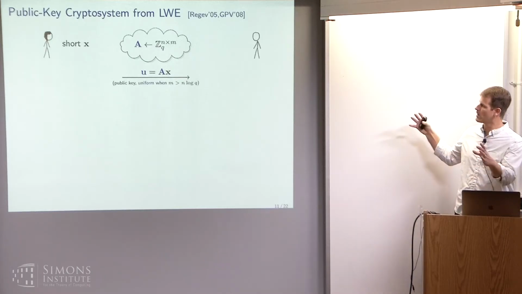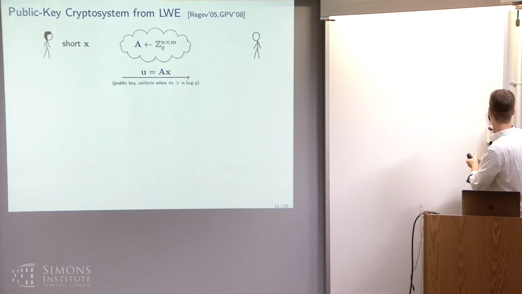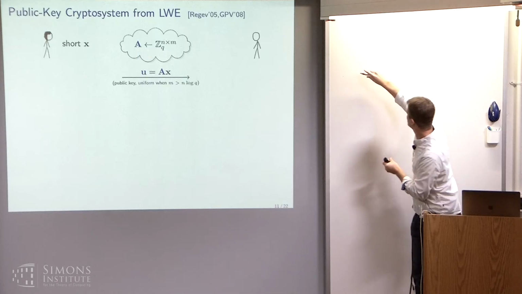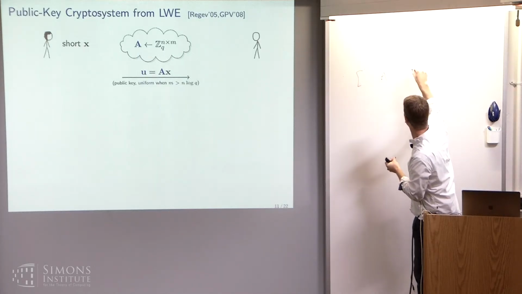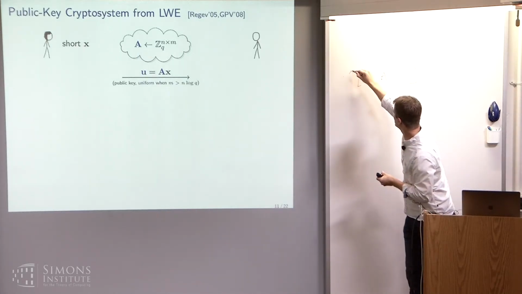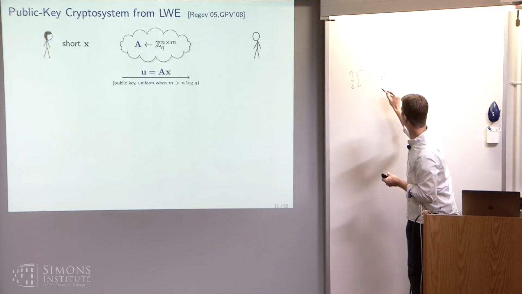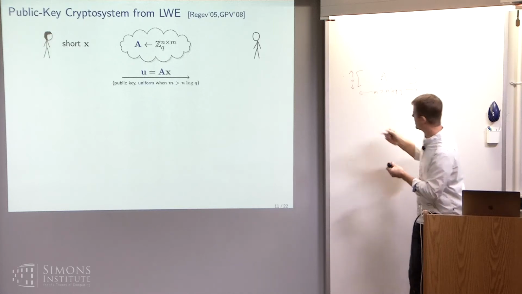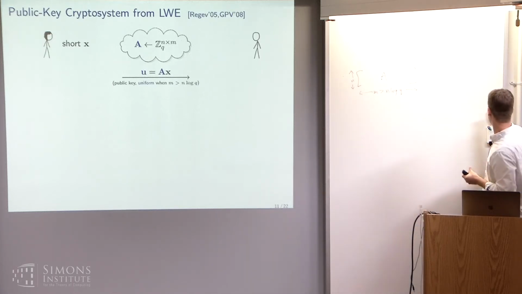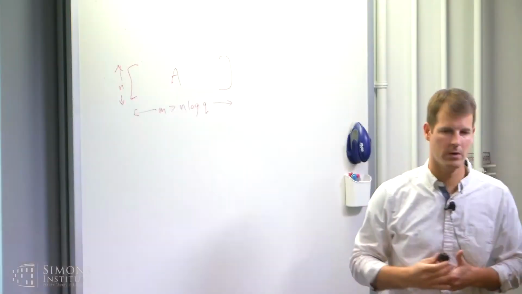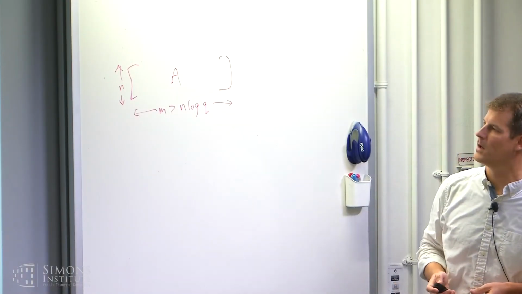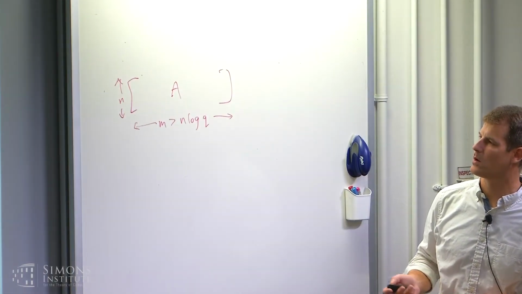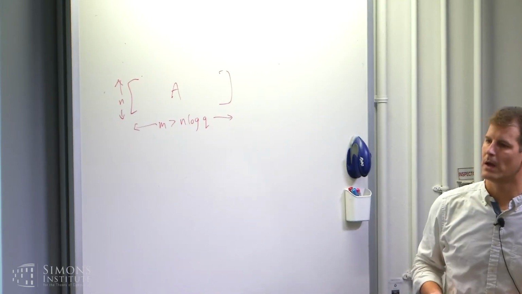Okay, so if this matrix A is wide enough, shaped like this, and we have n rows, and if you have much more than n log q columns, then Alice's public key is just a uniformly random vector. Good. So that's her public key and her private key.